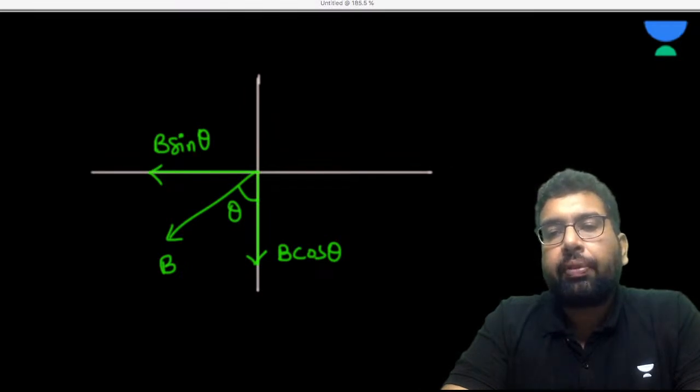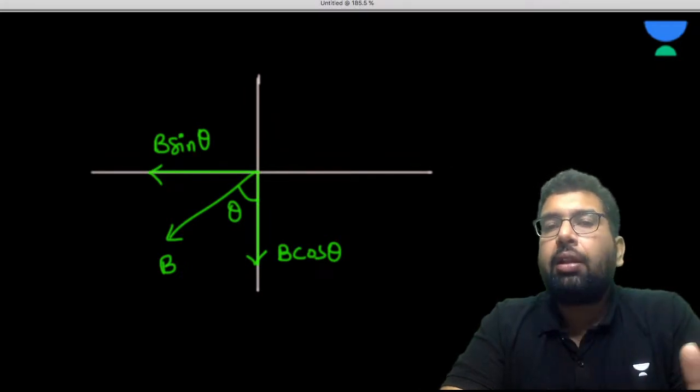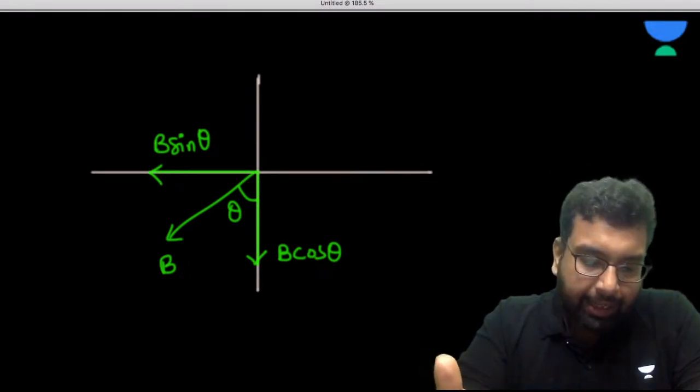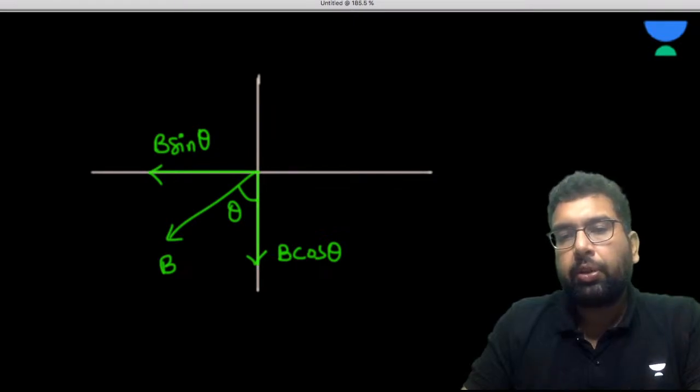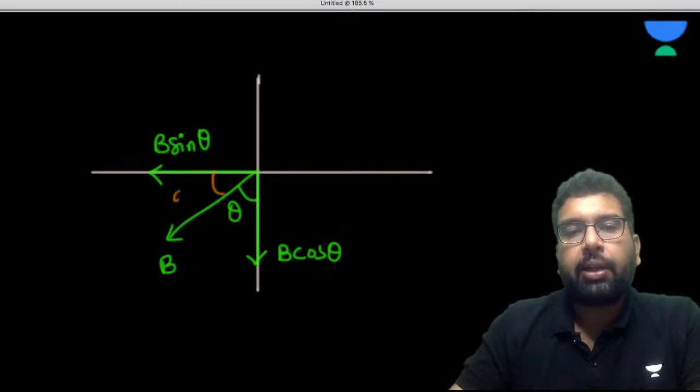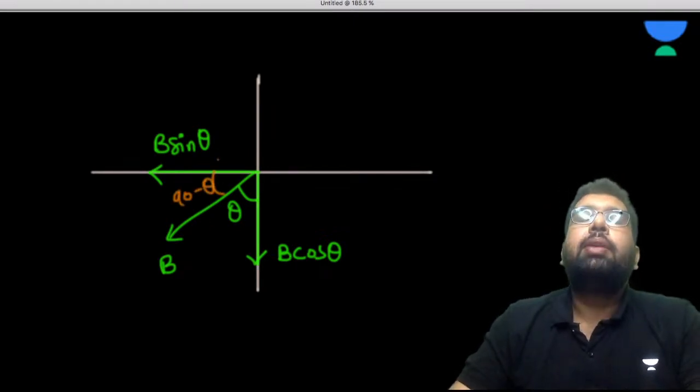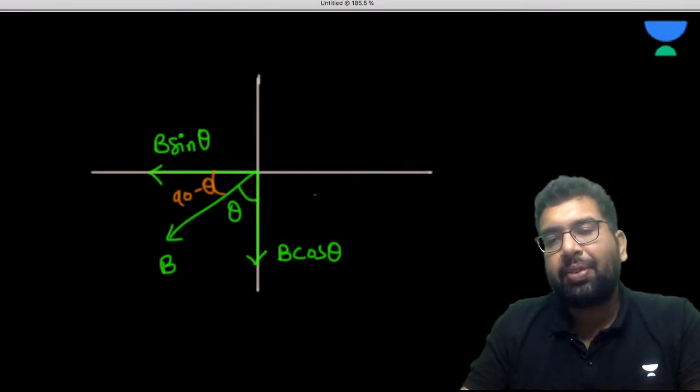And perpendicular to that axis, you can go by sine theta because it is nothing but, you can write it as 90 minus theta. Now cos of 90 minus theta is going to be sine theta only, right? I hope this is fine to you.